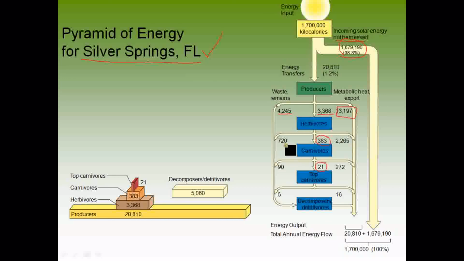We can measure how many kilocalories are in the waste of the second level, the second trophic level. We can measure the amount of kilocalories in the waste, and we can measure how many kilocalories are lost because of the second law of thermodynamics. And in fact, if you do all of this math, you can keep track of everything that's happened here. Remember the 20,810 that we started with from the sun? Well, when you add up all of these numbers, there's the 20,810.